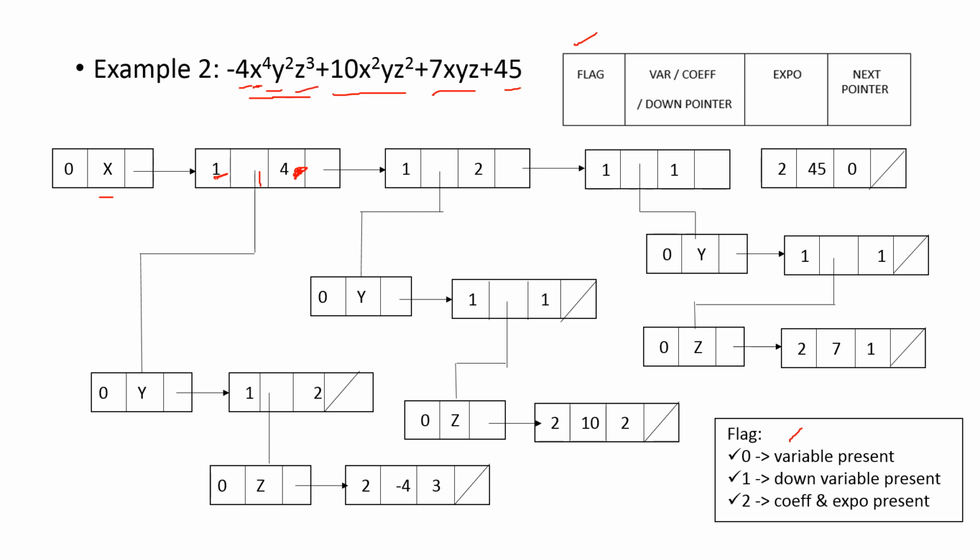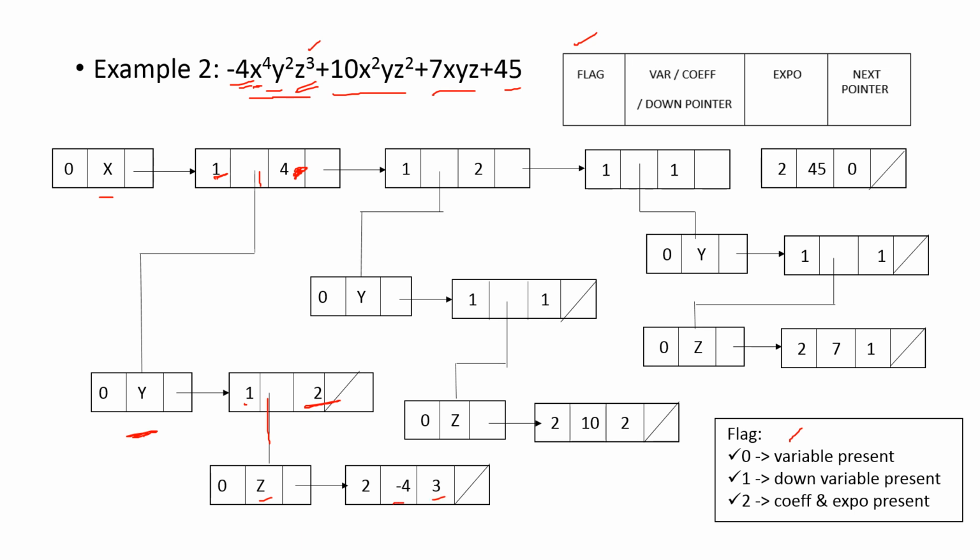So first we are dealing with y. See, y. Then for y, one more variable is there, z. For y we are writing one other down pointer variable, and that is for z, and here we have given the details of y, the exponent of y. And here z. So then coefficient minus 4, and the z exponent is 3. See this, minus 4 and 3.